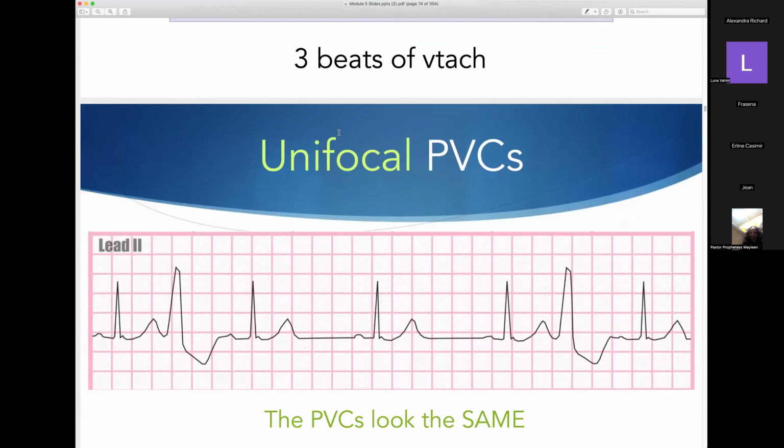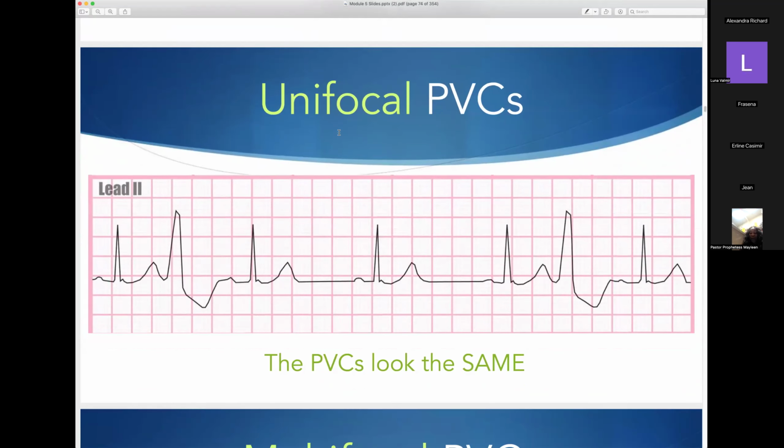All right, the next thing we're going to learn is the difference between the 2 ways to classify PVCs based on where they come from. And where they come from in the heart is going to determine what they look like.